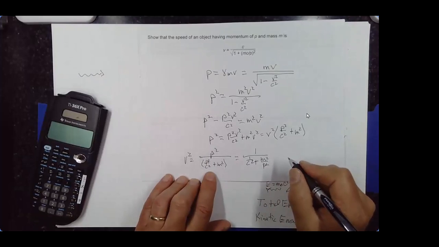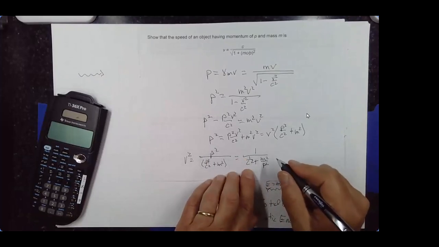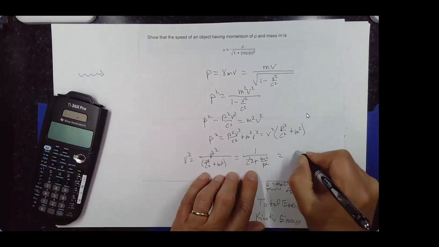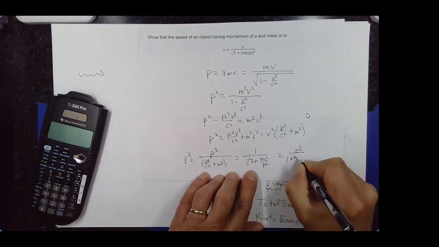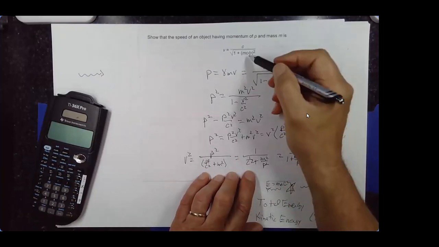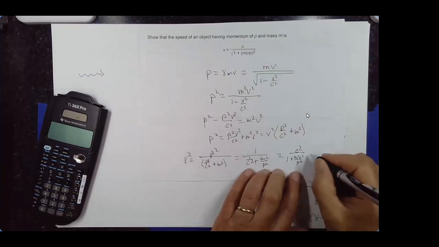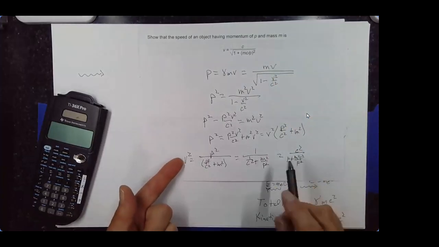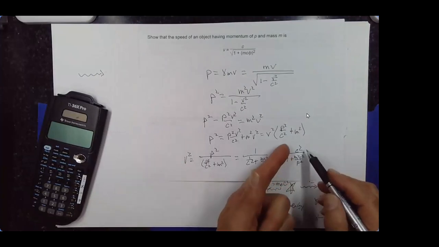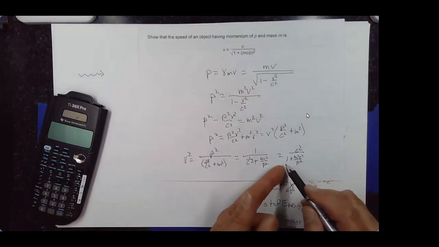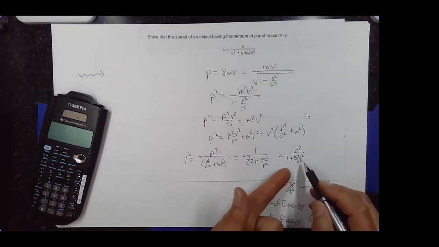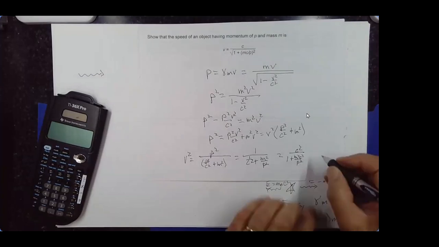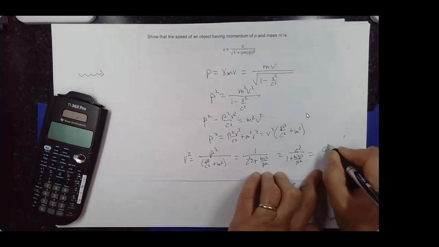And if I multiply top and bottom by c squared, I'll get c squared on top over 1 plus m squared c squared over p squared. That looks like mc over p. Yep, this is how you do it. And then you take the square root of each side. So v will equal c over the square root of 1 plus mc over p quantity squared. So that works. And I could do one more step and rewrite that.